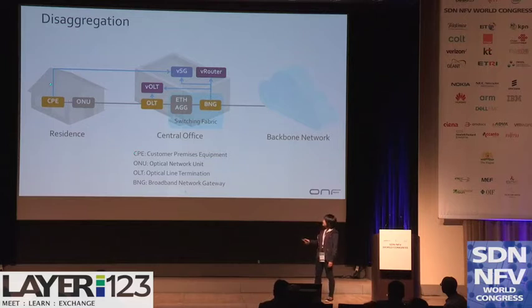As we look at disaggregation, what you want to do is follow these blue lines. Components that we introduce are VOLT, VSG, and vRouter, which takes aspects of the OLT and the legacy deployment and disaggregate them into other functions. So what you'll see as part of this talk is we'll take a look at how these functions are disaggregated and deployed.